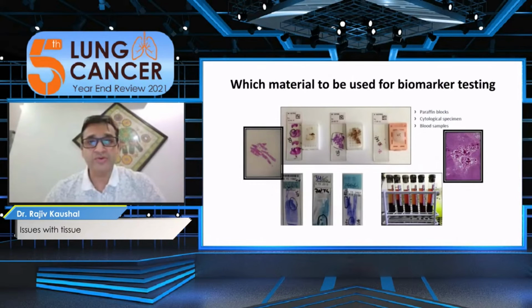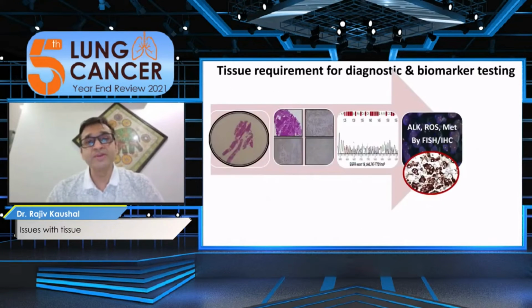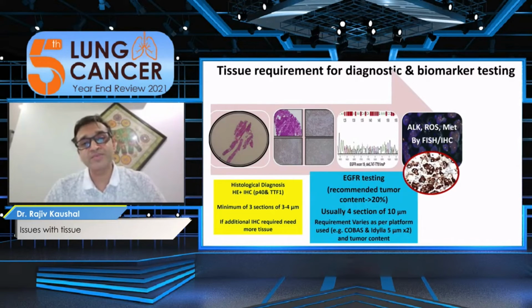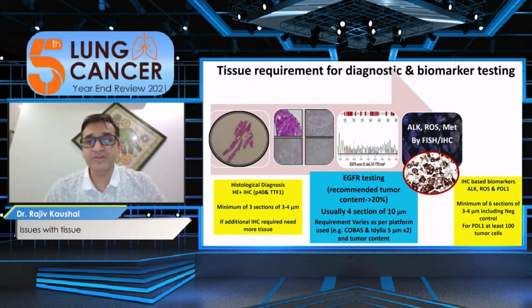About which tissue to be tested: with the advances in the technologies, we can now do molecular testing on any tissue, right from biopsy to cytology, and many tests are now feasible on blood samples. Briefly about the tissue requirements, because there are various different tests which we have to do for routine diagnosis. You need a minimum of 3 sections, including 2 for IHC, and then for the next steps, if you are doing sequential testing, for EGFR 4 sections of 10 micrometer are required.